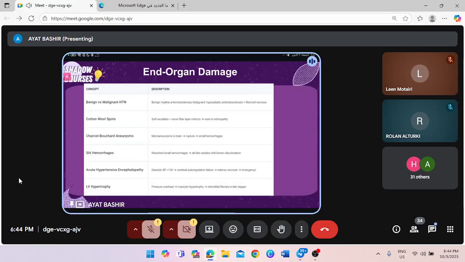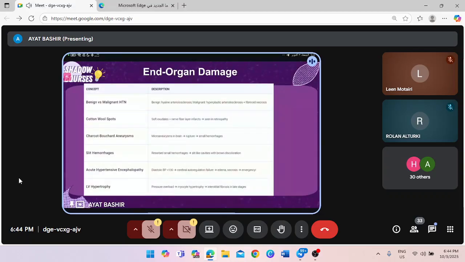Now we'll talk very quickly about this here, because I think you have the lecture. Benign and malignant hypertension: the benign is hyaline arteriosclerosis, as we talked about, and the malignant is hyperplastic arteriosclerosis and fibrinoid necrosis. Fibrinoid necrosis is the last stage. Cotton wool spot in the eye, the nerve fiber layer infarct, there will be infarction there, so retinopathy.